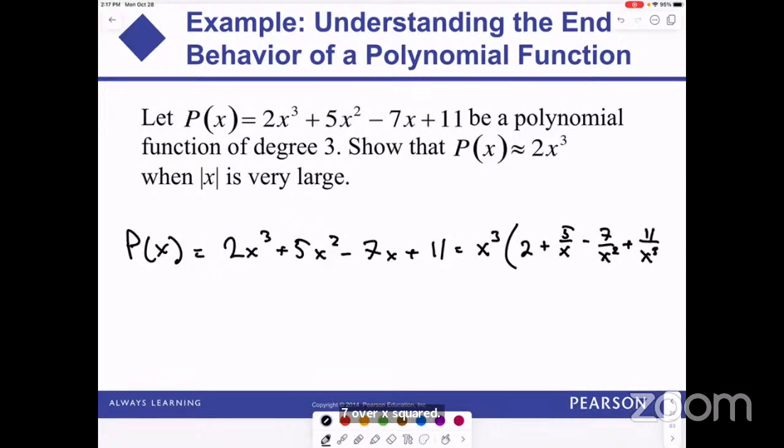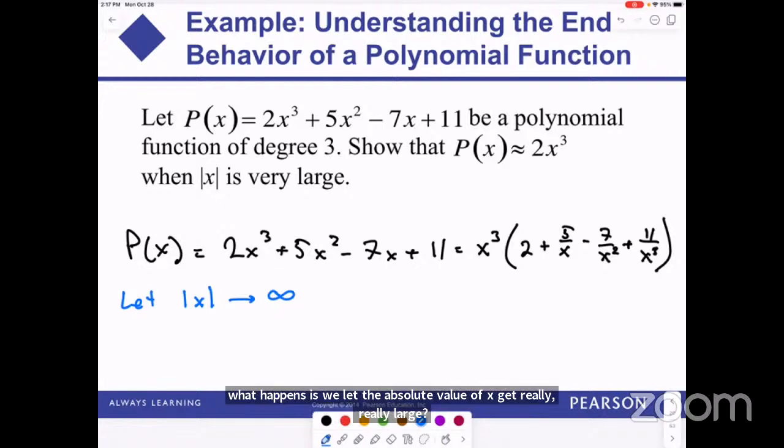Okay. So now what we like to do is let the absolute value of x tend to infinity. So what happens is we let the absolute value of x get really, really large. Okay.